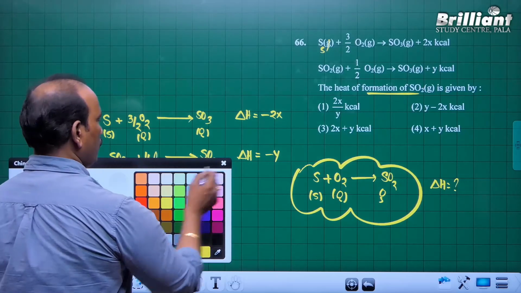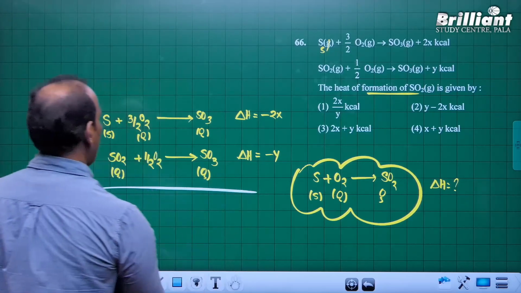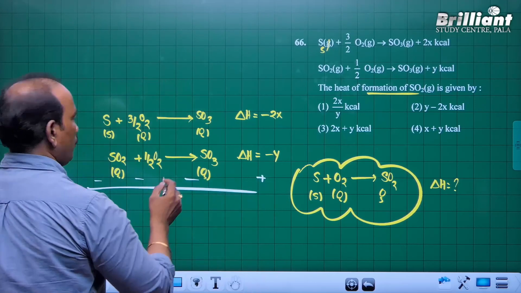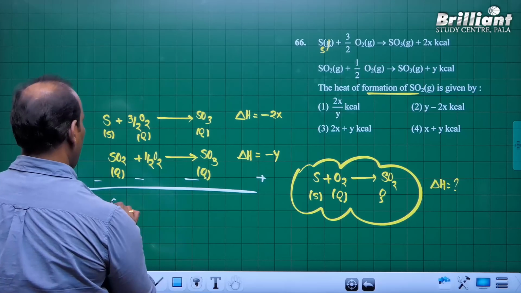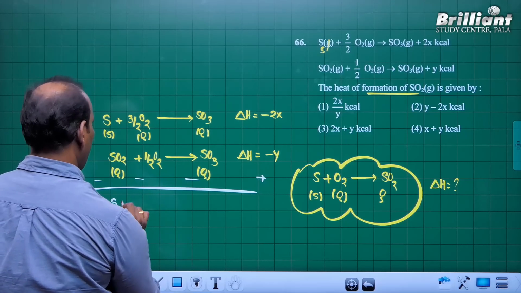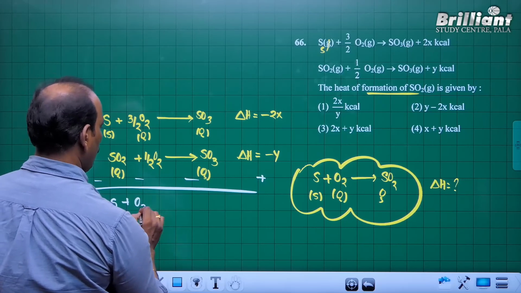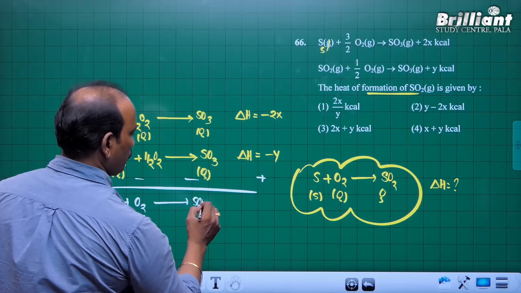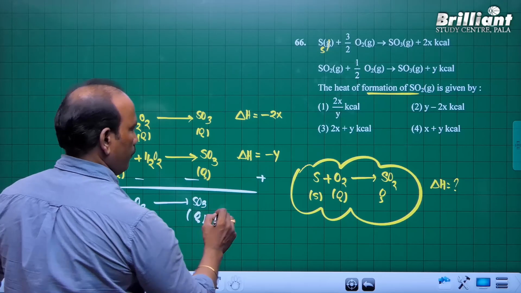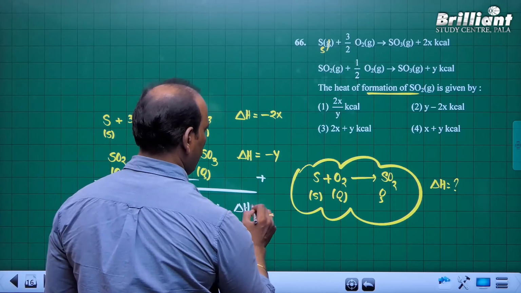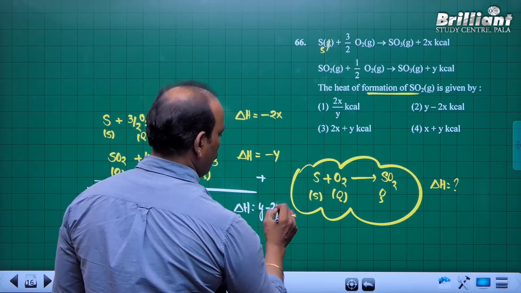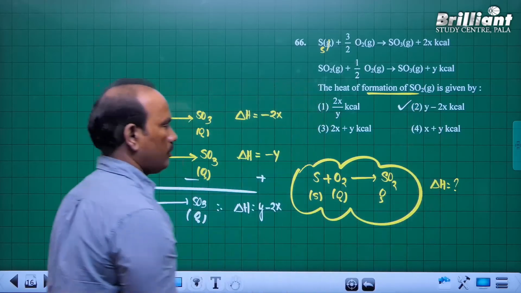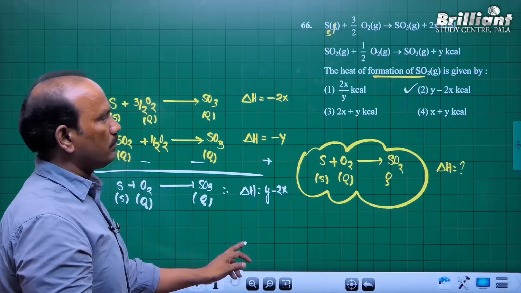Now we are going to do the subtraction. Now this one is a cancel. S solid plus O2 gas gives rise to SO3 gas. Therefore, delta H required equals Y minus 2x. Y minus 2x calories. This is the option.